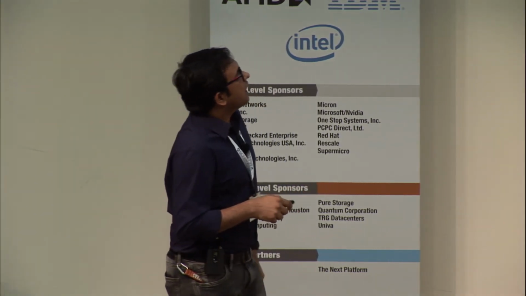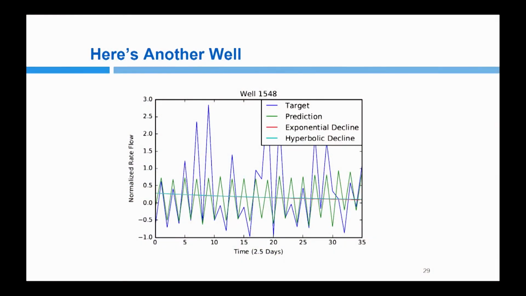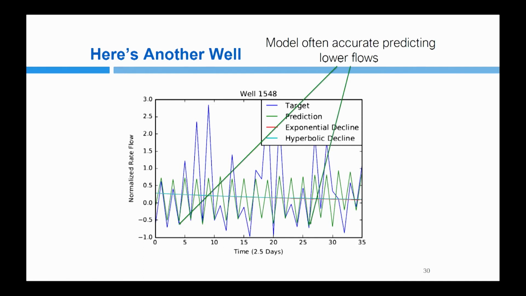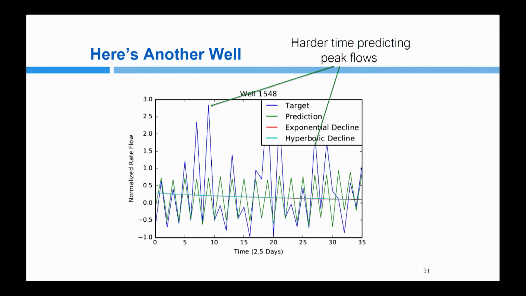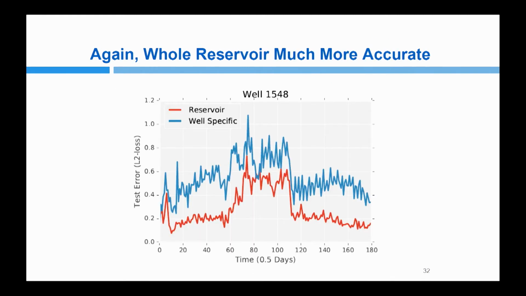And here is another well. Here we see that the target, as usual, is in blue, and our green is the prediction. We see that our model has correctly classified the spikes in the lower flow spikes, but has missed accurately predicting the top flows. So we would like to analyze more on this. We have not done this yet. As part of future work, we would like to see why this is the characteristic. And here also we can see that the reservoir, taking into account more inputs from the reservoir, helps in getting a lower error compared to a well-specific training.